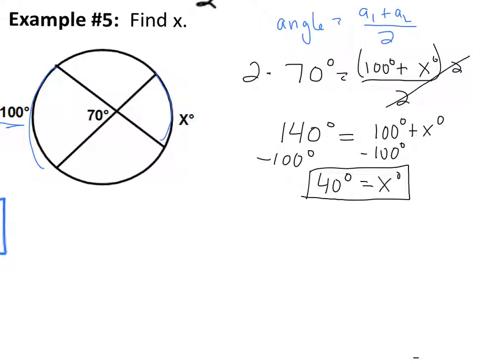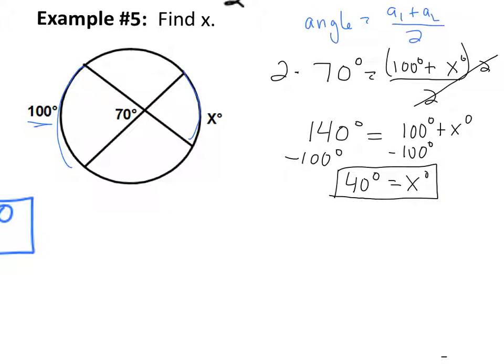So this found this arc, which is 40. And if we just do a simple check in our head, 100 plus 40 is 140, divided by 2 is 70. So that works out well.